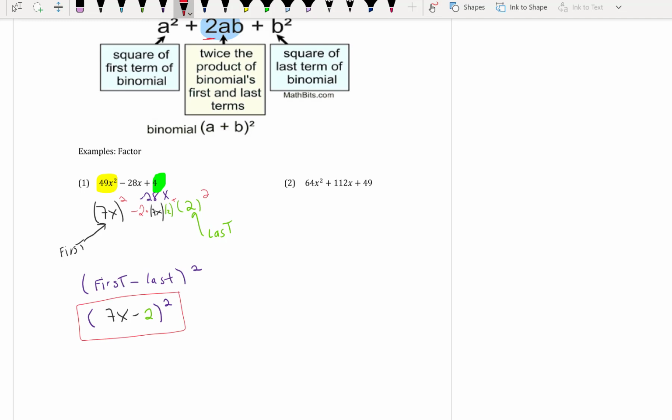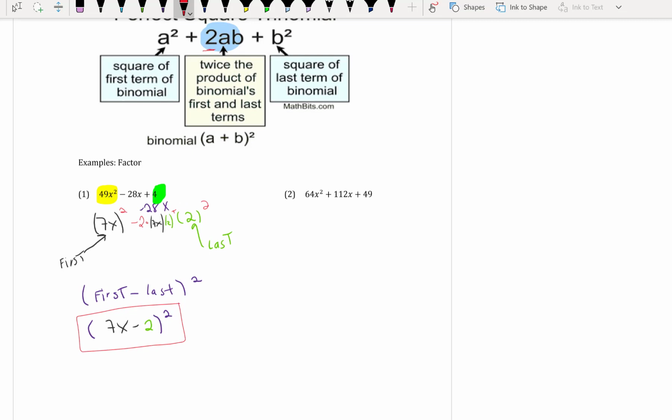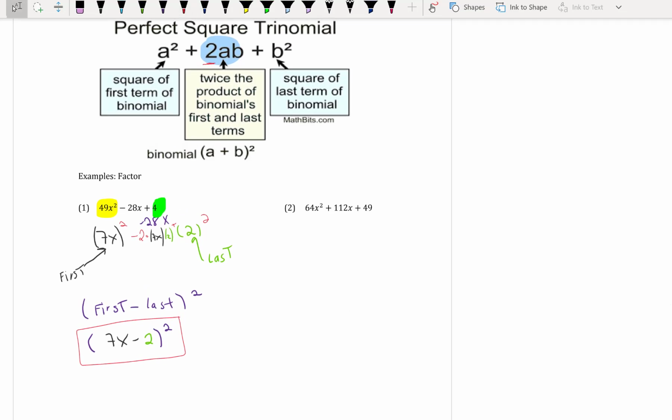So that ends up becoming my final answer, okay? It is because it worked out in this pattern. If you didn't see that pattern, going into the AC method is fine. This is just an alternative to the AC method or even the guess and check, okay? So let's look at number 2. Let's see if this also falls under the perfect square trinomial.